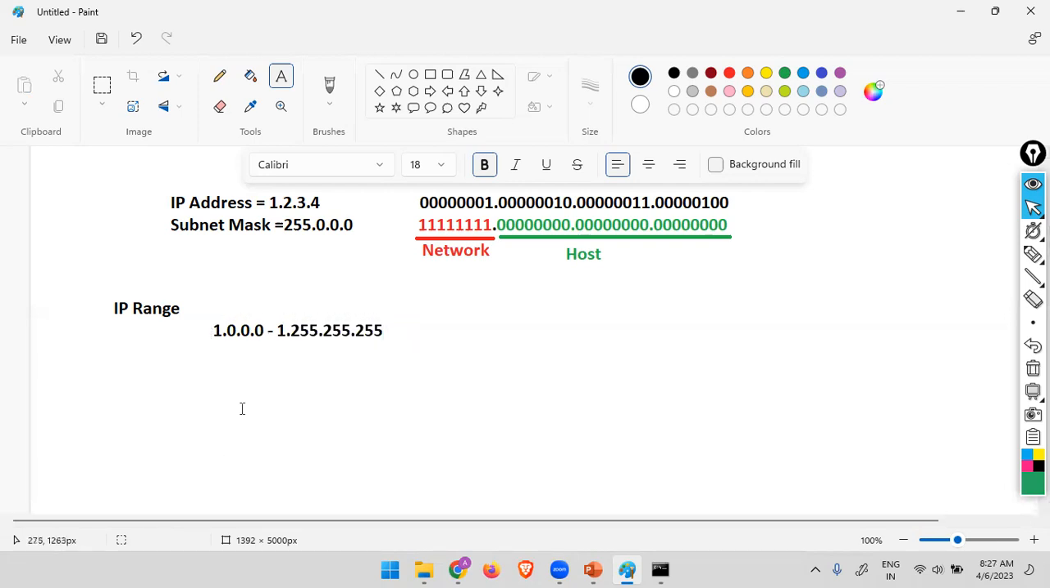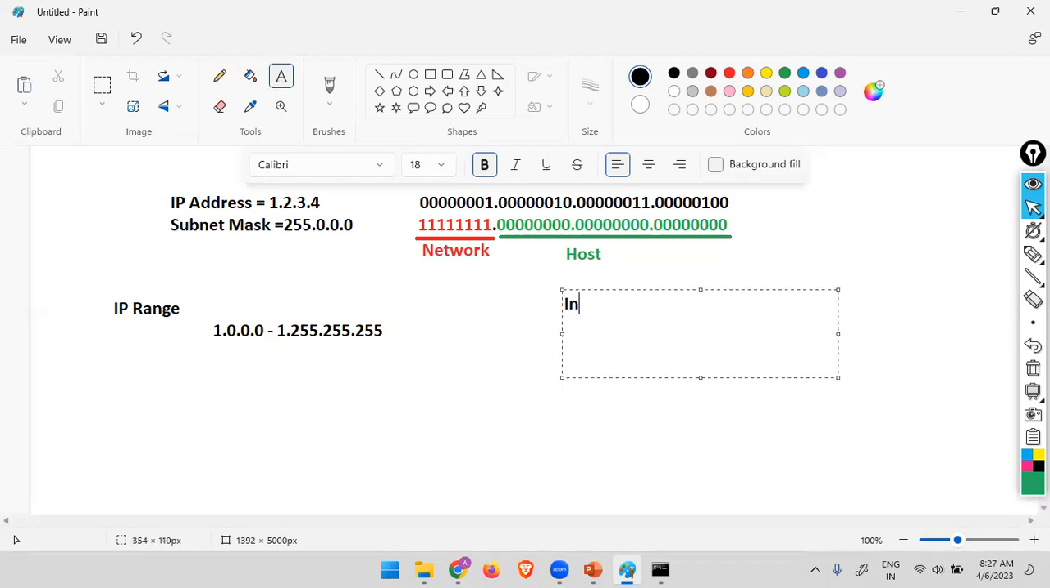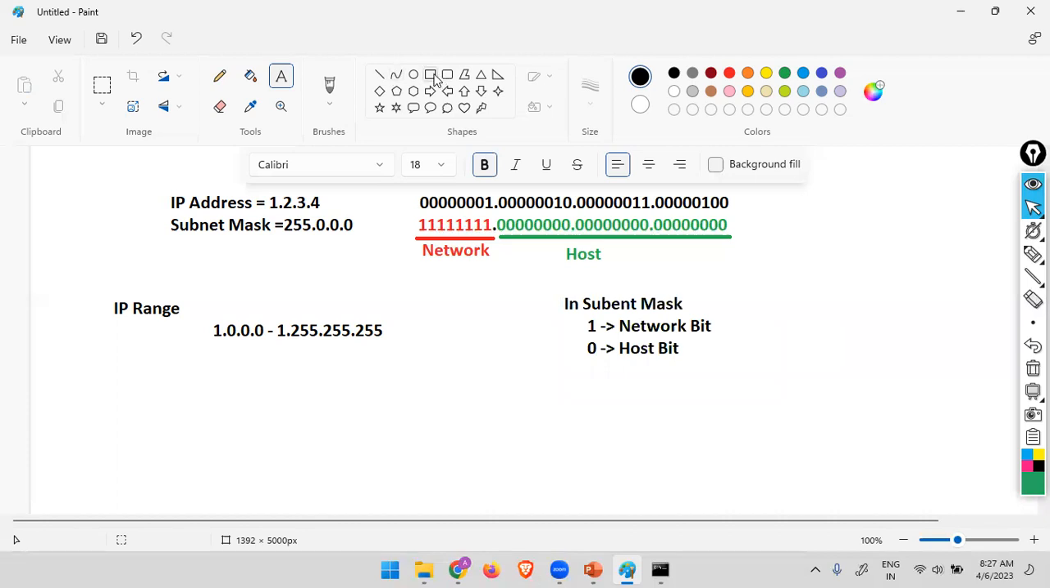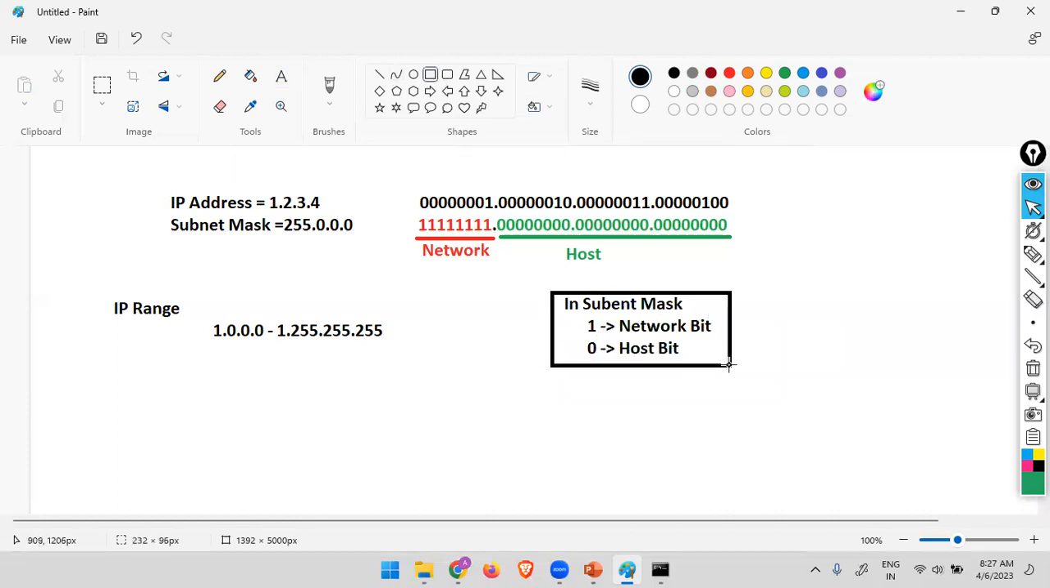So what I can say here is that my first octet is network, and the remaining three octets are host. In your subnet mask, anywhere you see 1, that is a network bit. And if you see 0, that is a host bit. This is clear. This is how your subnet mask differentiates that this part is network and this part is host.